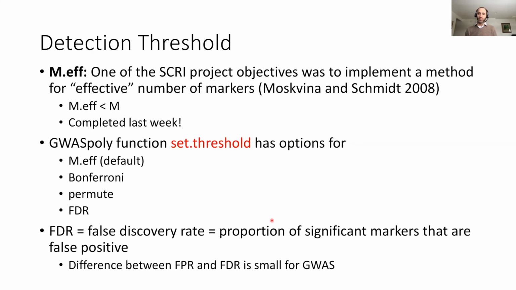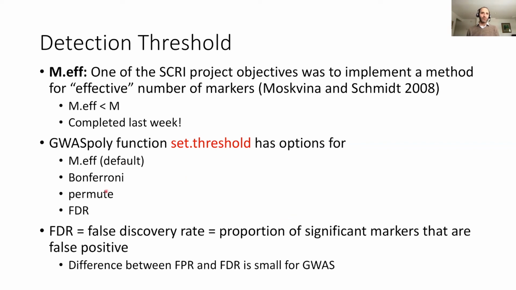So one of the ideas is that in the Bonferroni formula, replace the total number of markers with an effective number of markers. And this is actually an idea that goes back to human geneticists working in GWAS 20 years ago. And there are a number of proposals about how do you calculate an effective number of markers. One of the objectives of the SCRI project was to implement one of these methods because it wasn't part of our original software. And actually I just managed to do that last week. So that's one new improvement for GWASpoly compared to the original software. You can now opt to use an effective number of markers compared to the total number. And I'll show you in the vignette what benefit that has.